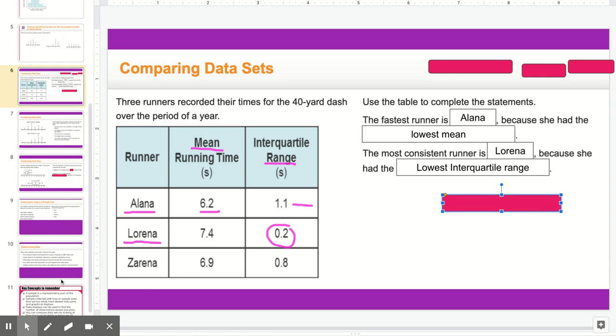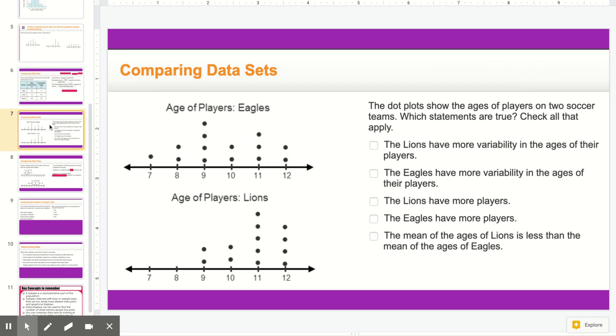Okay, and we have a couple more questions. Okay, it says the dot plot shows the ages of players on 2 soccer teams. Which statements are true? Check all that apply. So let's look at the first one.